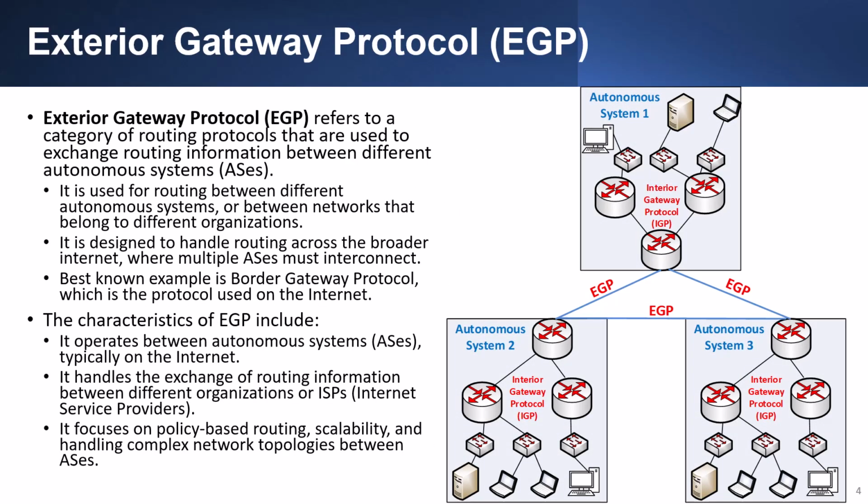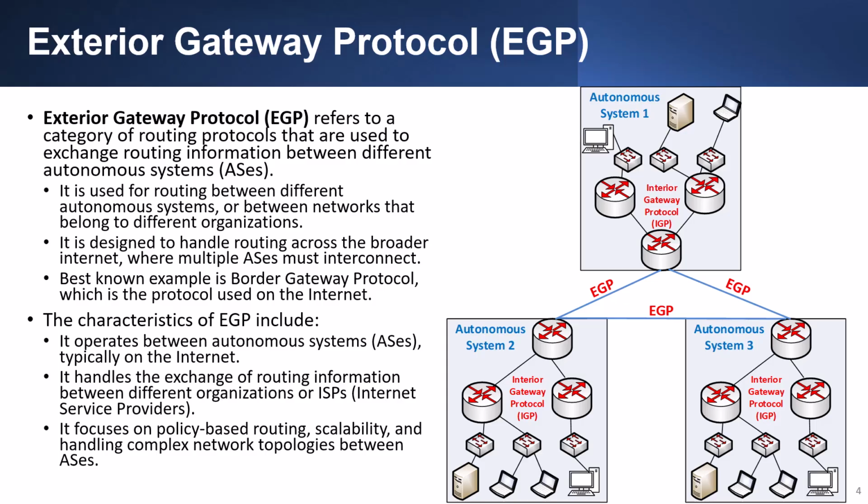Exterior Gateway Protocol, or EGP, refers to the category of routing protocols that are used to exchange routing information between different autonomous systems. It is used for routing between different autonomous systems or between networks that belong to different organizations. It is designed to handle routing across the broader internet, where multiple ASs must interconnect. The best known example is Border Gateway Protocol, which is the protocol used on the internet.